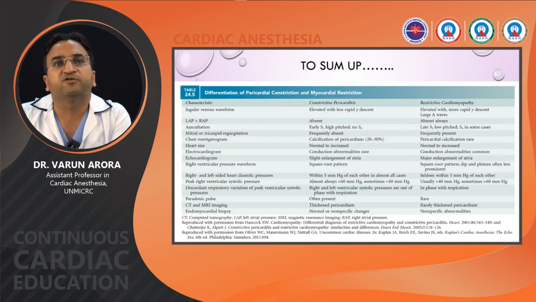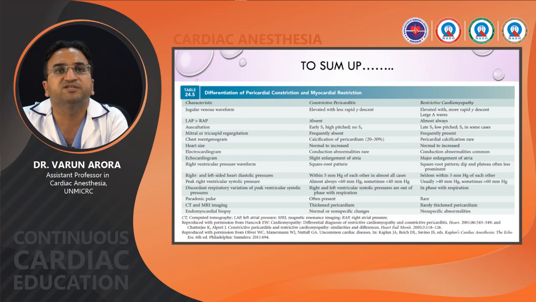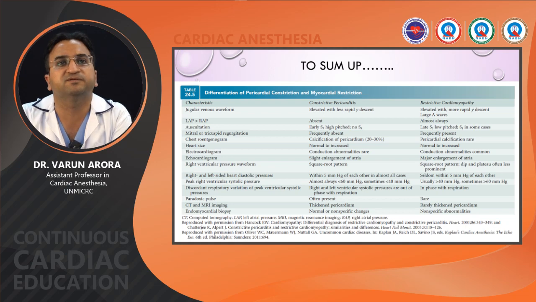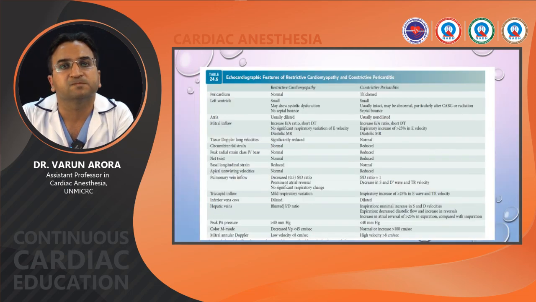To sum up, as we have already discussed these features, we have already discussed the jugular venous pressure waveform, and the echo findings like the mitral inflow pattern.